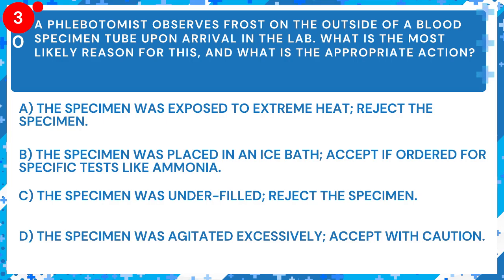Question 30. A phlebotomist observes frost on the outside of a blood specimen tube upon arrival in the lab. What is the most likely reason for this, and what is the appropriate action? A. The specimen was exposed to extreme heat. Reject the specimen. B. The specimen was placed in an ice bath, except if ordered for specific tests like ammonia. C. The specimen was underfilled. Reject the specimen. D. The specimen was agitated excessively. Accept with caution.